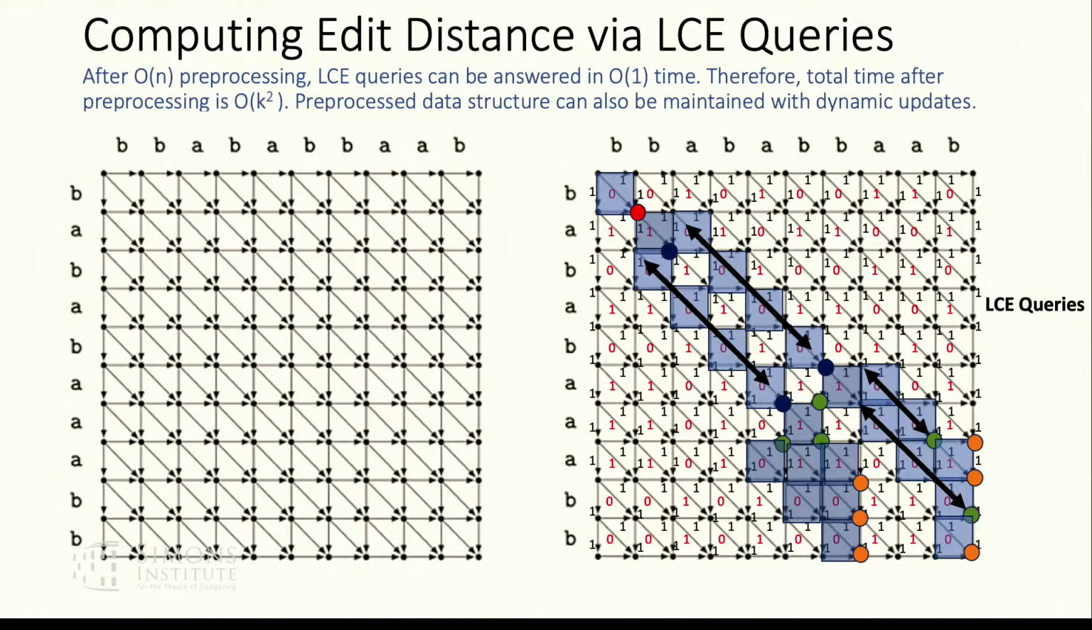One advantage of this algorithm is that the pre-processed data structure for LCE queries can be maintained dynamically. So even when the strings are going through updates, you can maintain the data structure for LCE queries, and after that you can run this algorithm in k squared time. So this algorithm, from 1988, actually works in the dynamic setting with an update time of k squared, which is great for small k, but not so good if k is large.